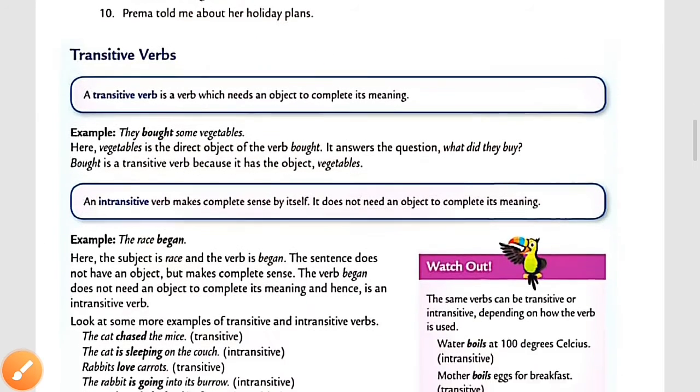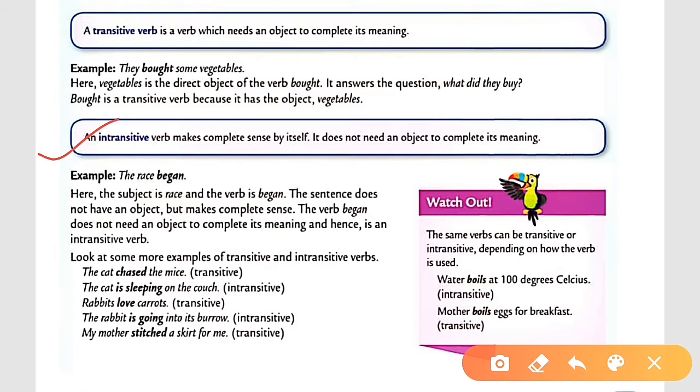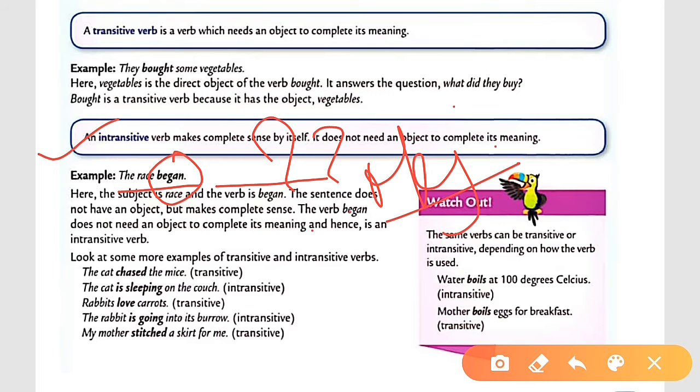Intransitive verb. What is an intransitive verb? An intransitive verb makes complete sense by itself and does not need an object to complete its meaning. For example, "The race began." After "began" there is nothing, no object at all. That's why it is an intransitive verb.